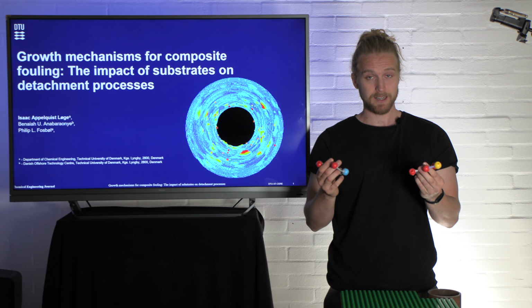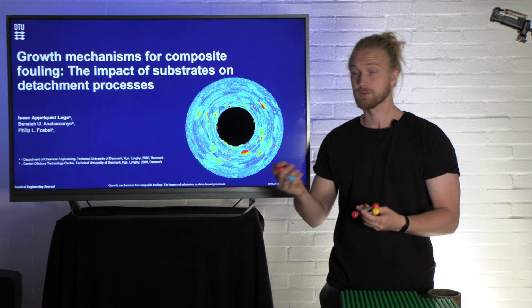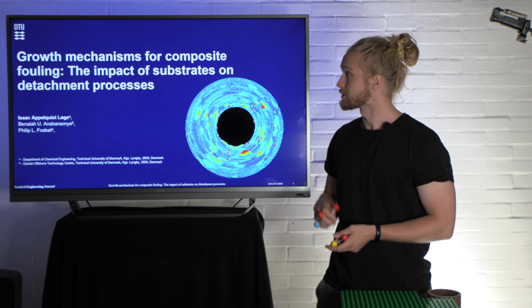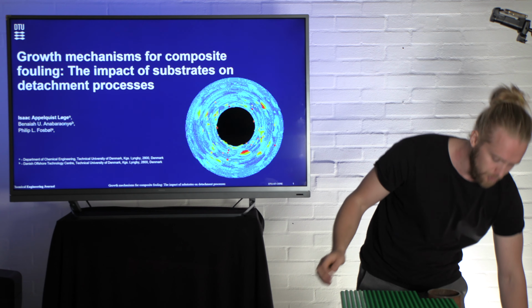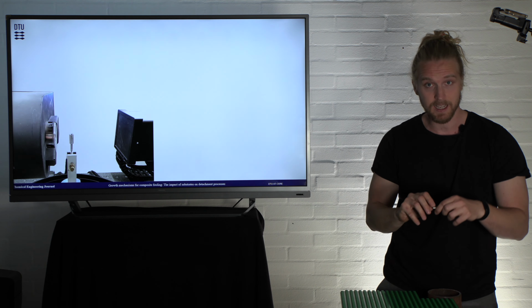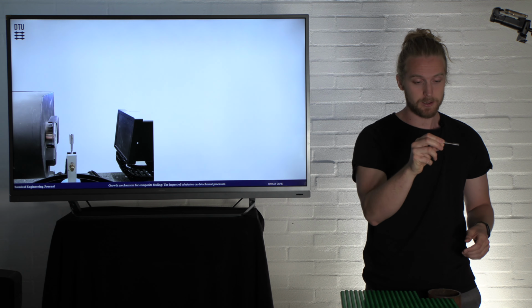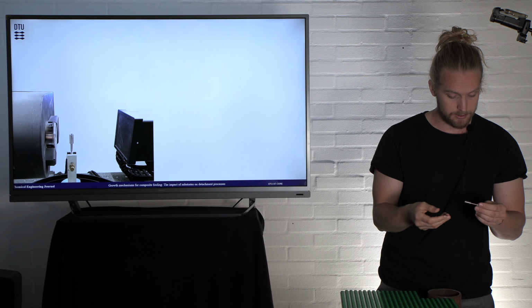And the interaction between calcium carbonate and barium sulfate is not well understood, and that is what our work, Growth Mechanisms of Composite Fouling, is trying to understand a little bit better. So to do that, we grew calcium carbonate inside a small steel cylinder. We used it as a model reactor for understanding this growth behavior.